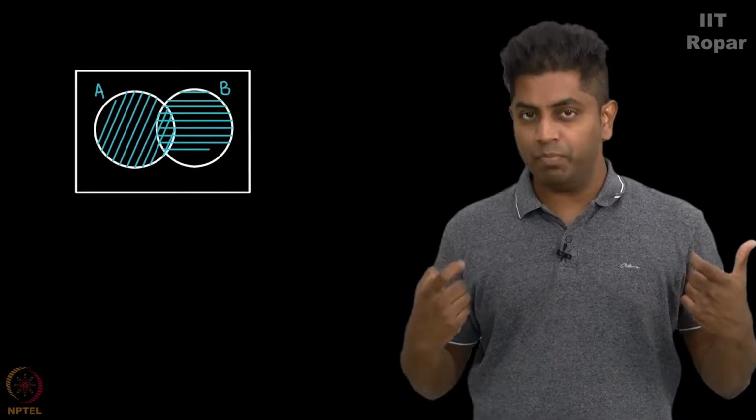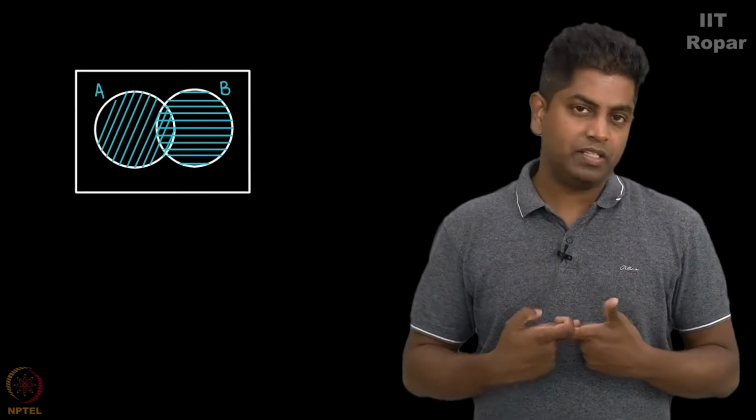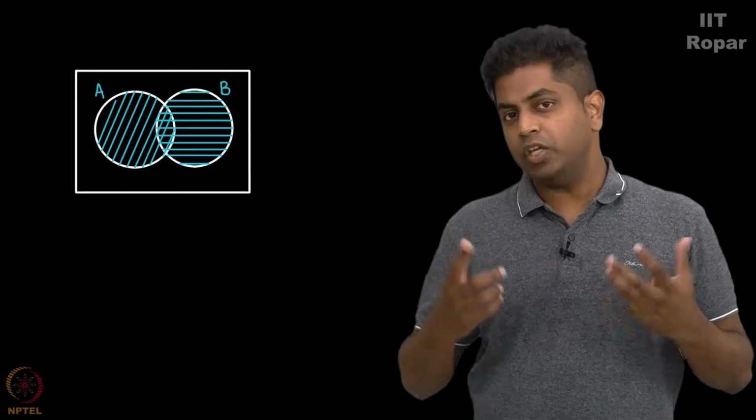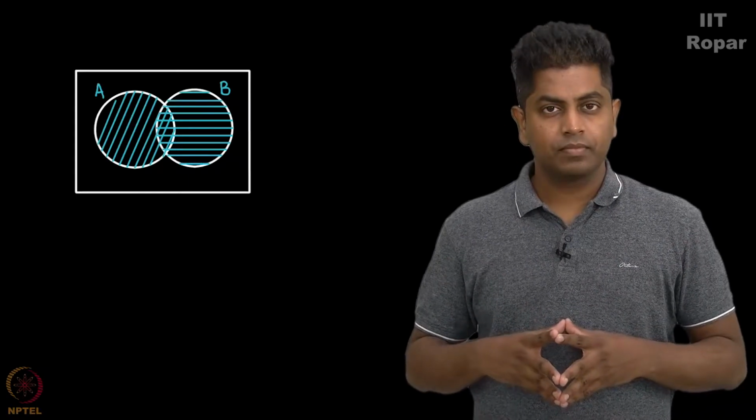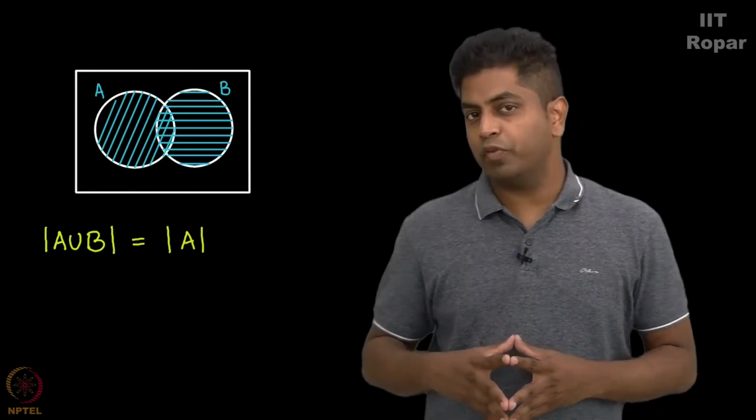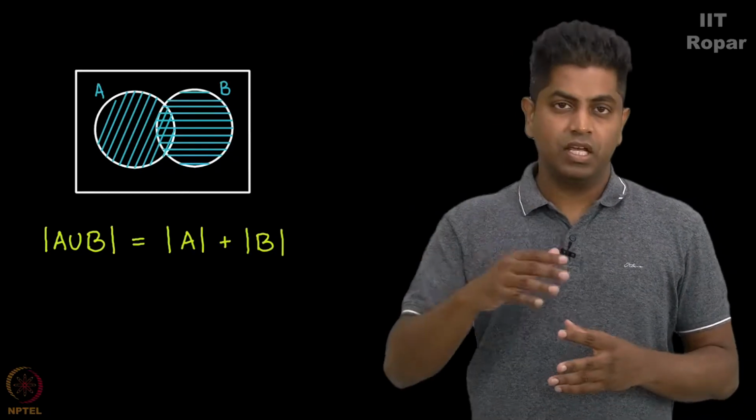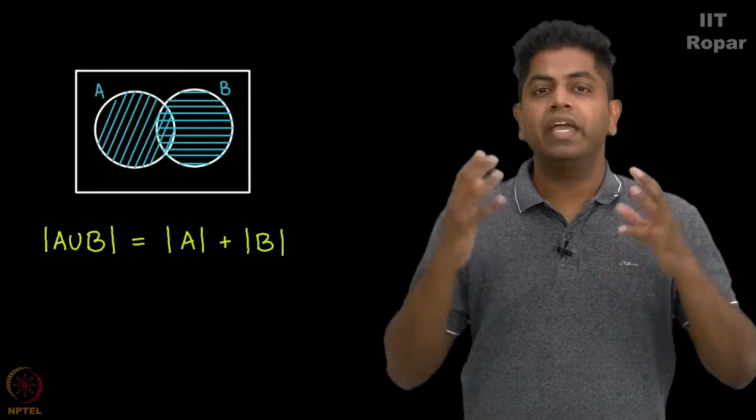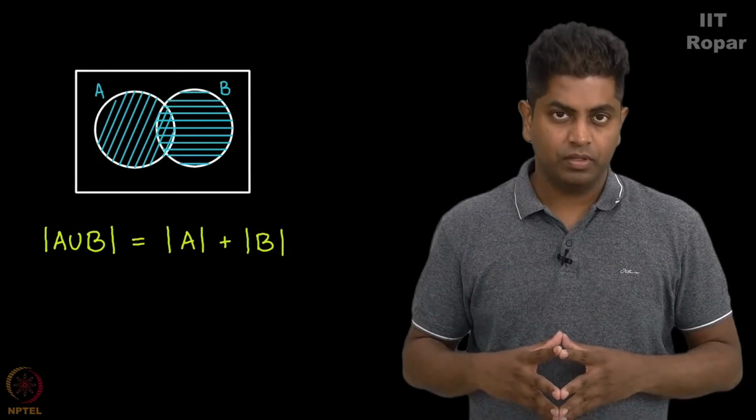Given two sets A and B, you may have some elements in common. So when you take the union of these two sets, it is not necessarily the number of elements in A and the number of elements in B. This is not what A union B comprises of.